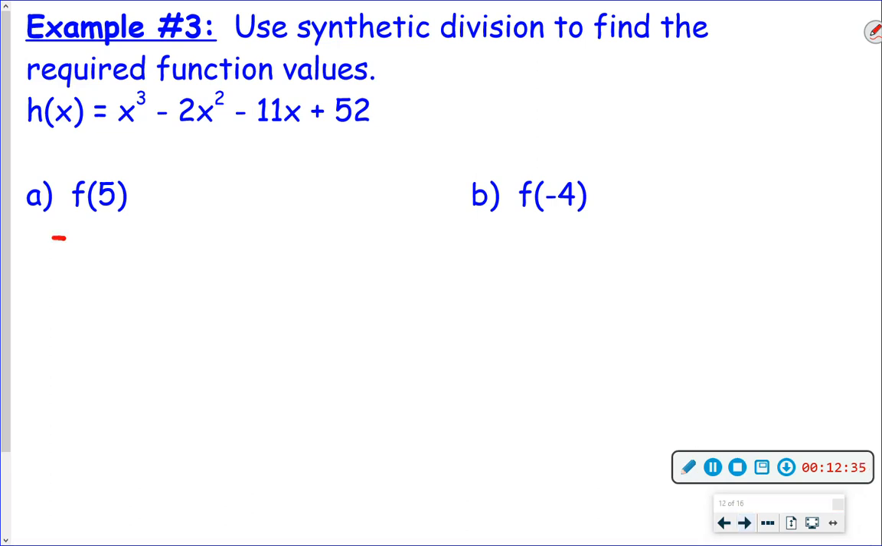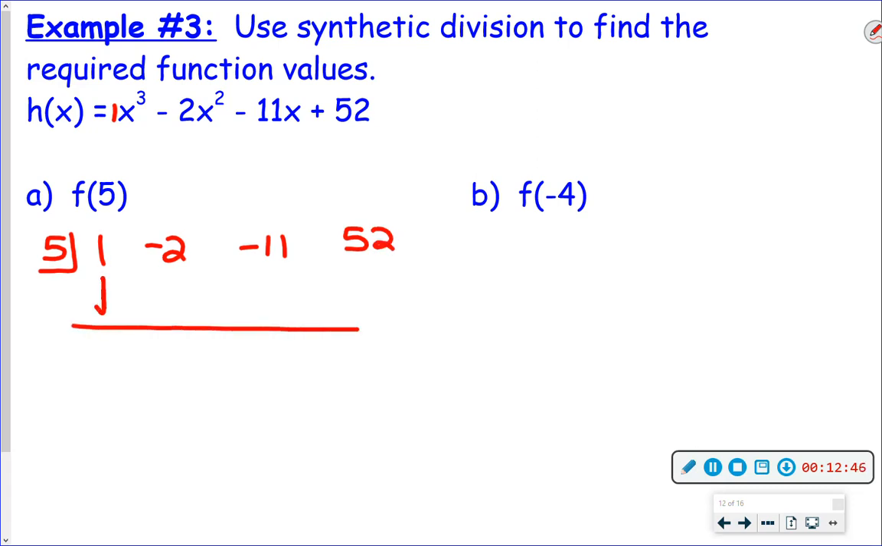This, though, they want synthetic division, so we're going to put our 5, our divisor in here. Same rules, I'm going to line up my polynomial coefficients. Make sure we're in order. If we're missing anything, 0 to hold the place. Drop your first number, 5 times 1.